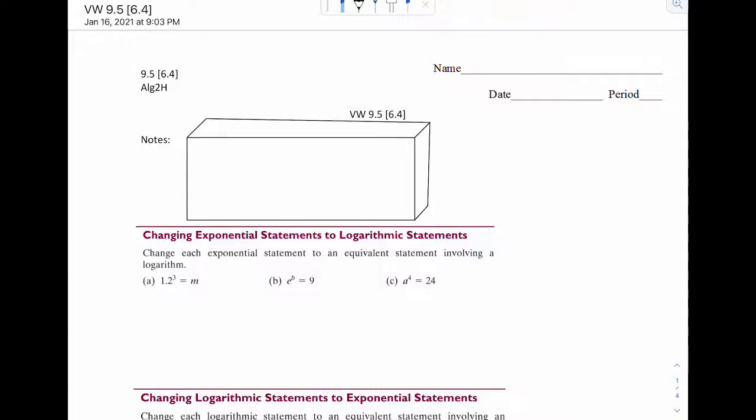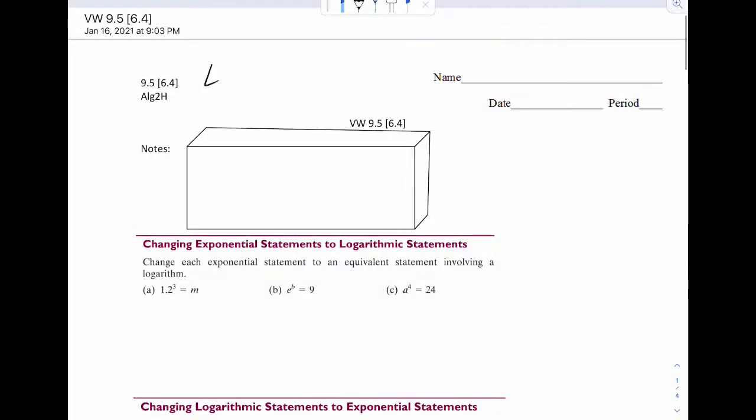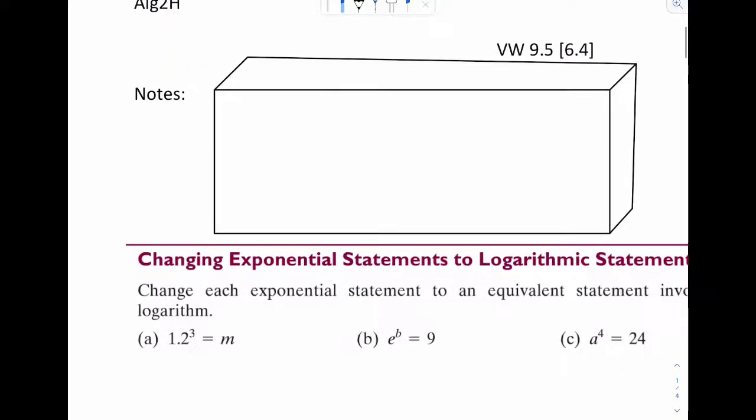Welcome to VW 9.5. Today we're going to start talking about something new called logarithms. And it's kind of an interesting concept. We have to get a couple things memorized first.